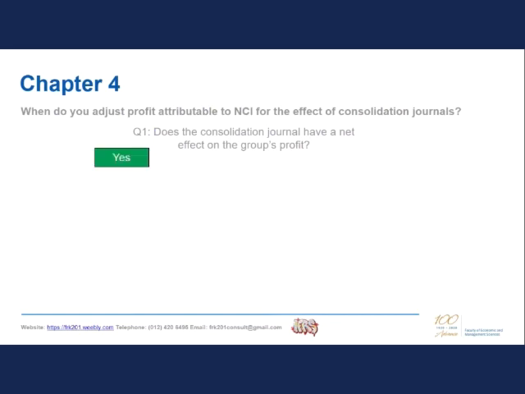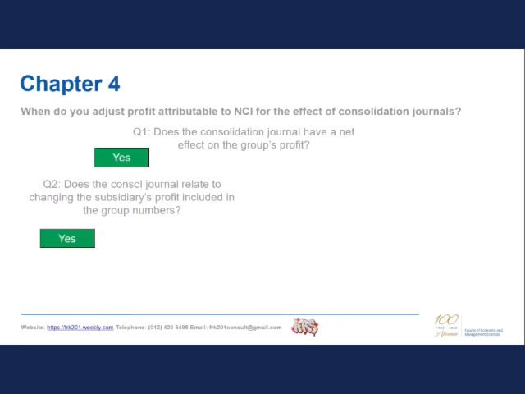If your answer to this question is yes, the next question to ask is, does this consolidation journal entry relate to changing the subsidiary's profit that ends up being included in the group's profit, causing a change in the group's profit? If you answer yes to the second question, the profit of the subsidiary should be adjusted with the effect of the consolidation journal entry before calculating profit attributable to NCI. So NCI will be affected.